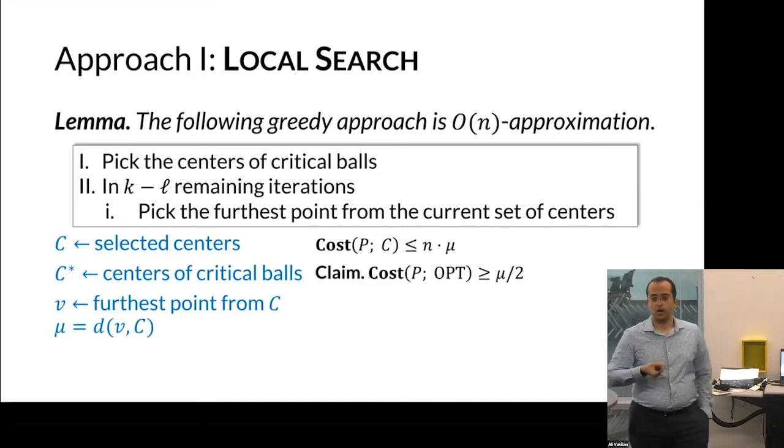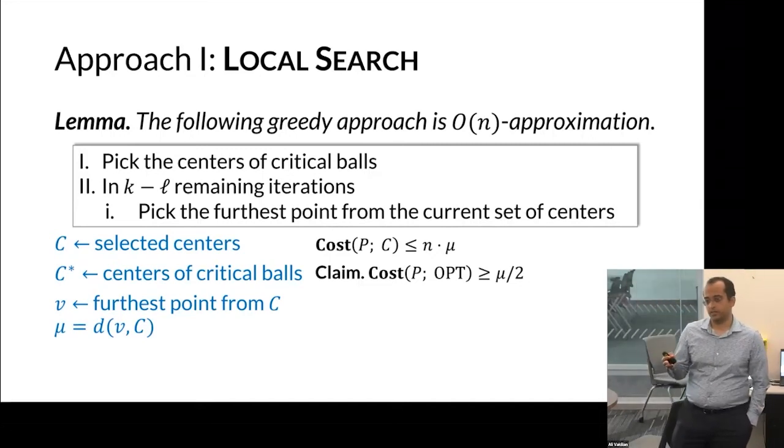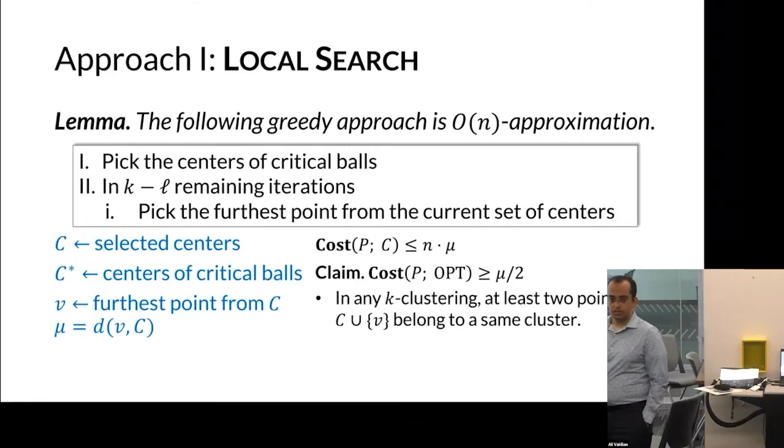And we can claim that the optimal also has to pay at least mu over 2. The reason is that I'm looking at the set of points C union V.